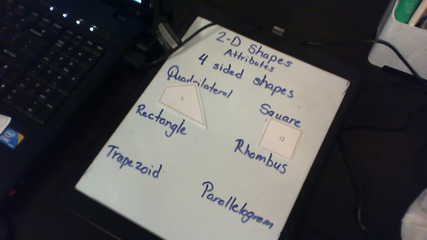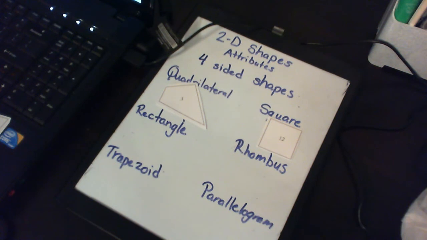Something you need to know is a square is always a rectangle, but a rectangle is never a square, because squares have all four sides the same and a rectangle doesn't. But the square follows the rectangle rules. So let's look at a rectangle.